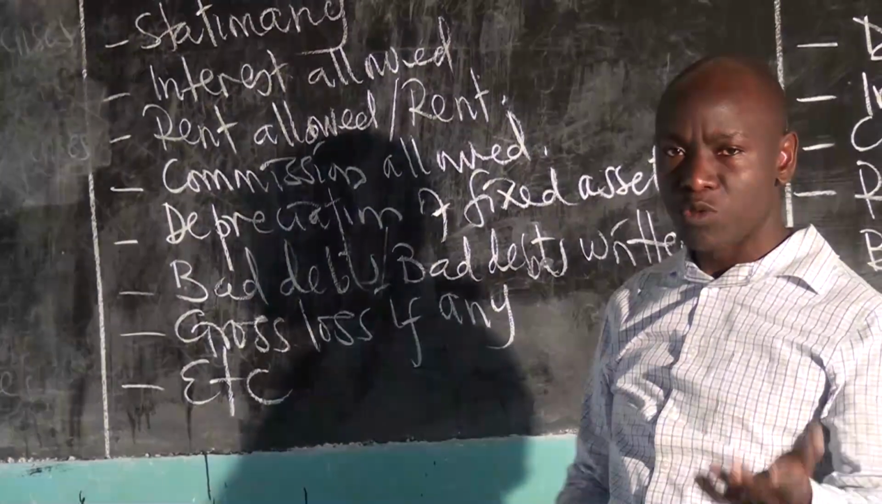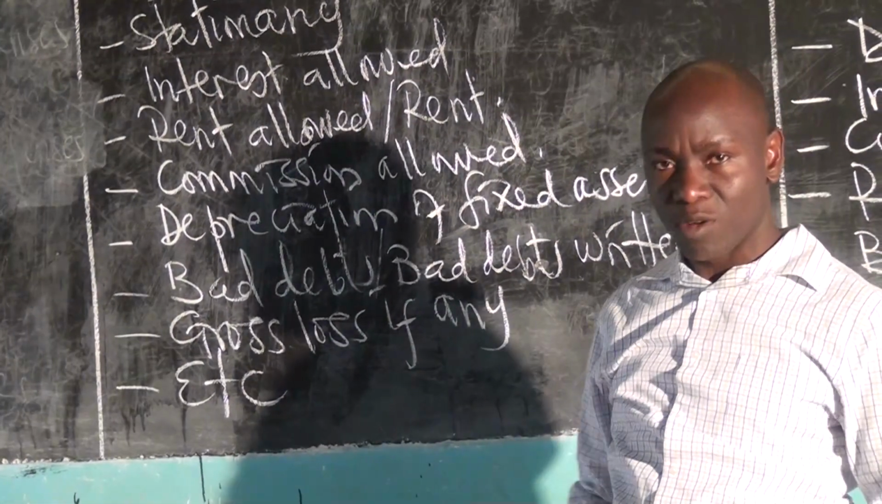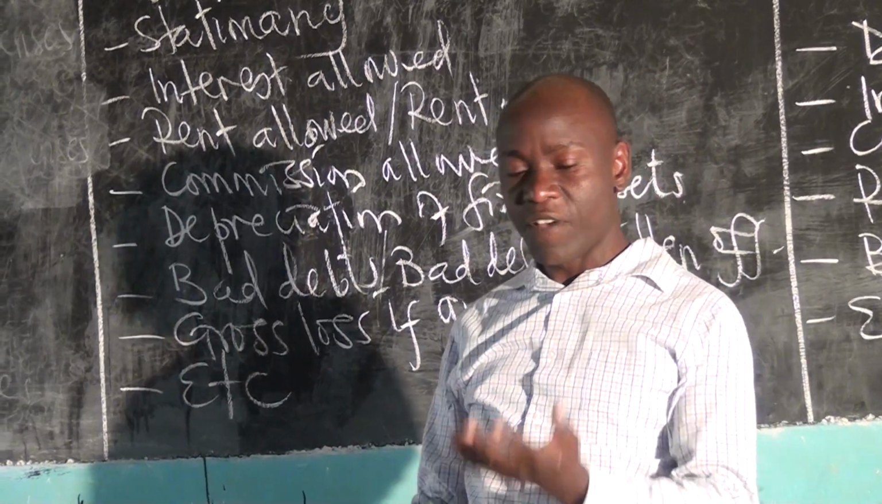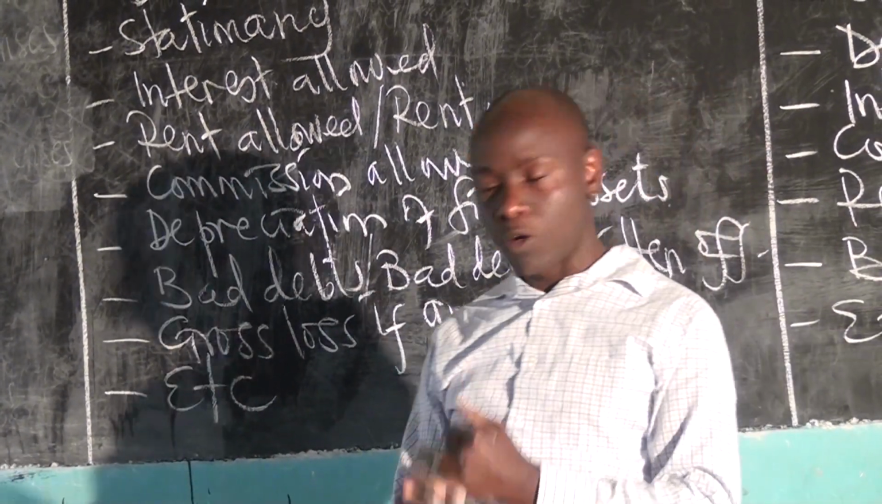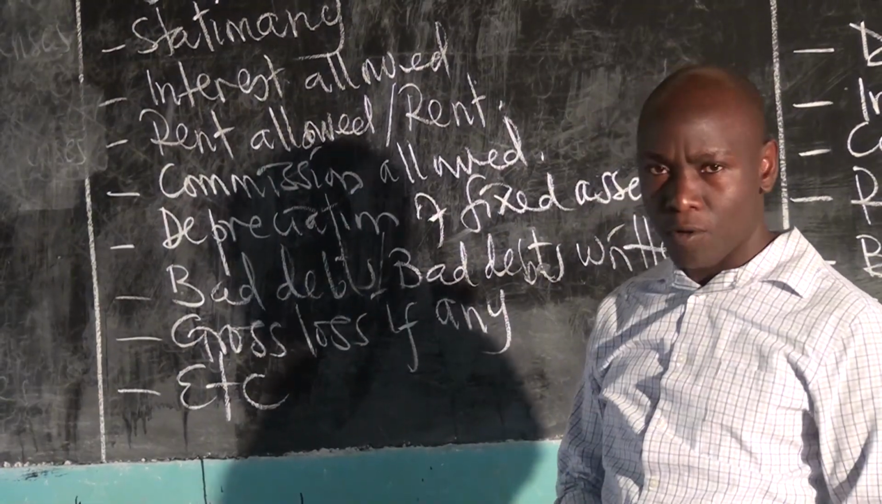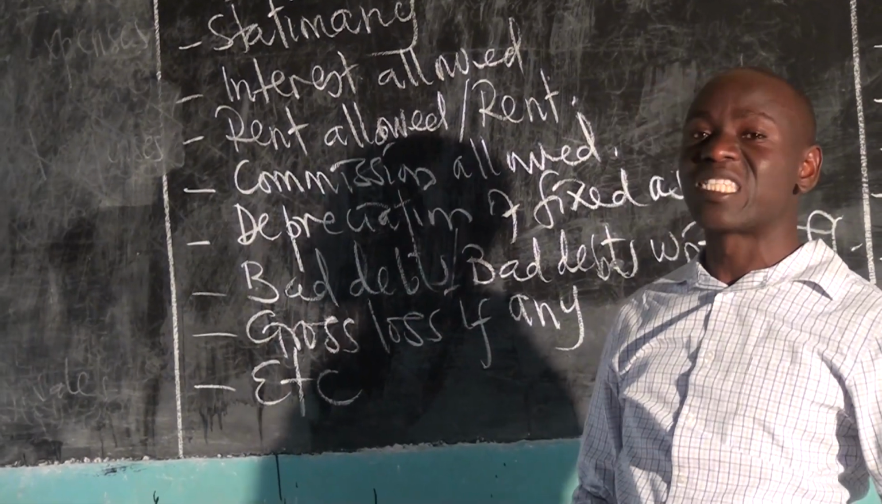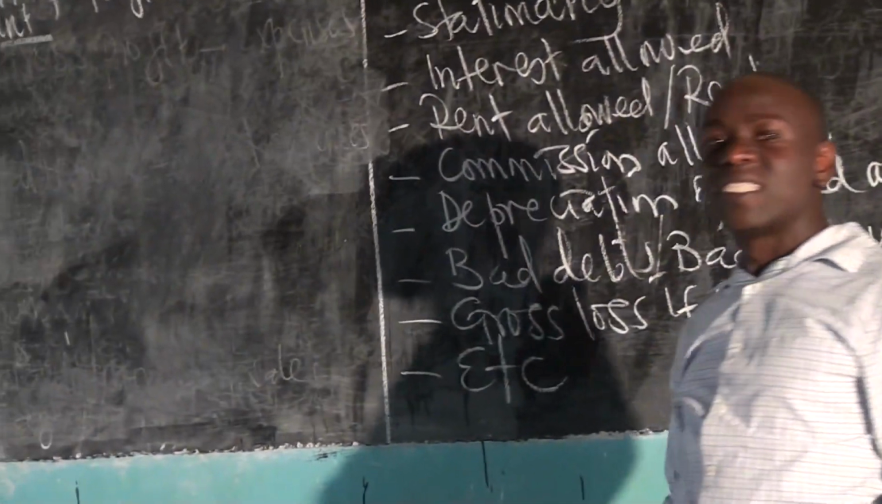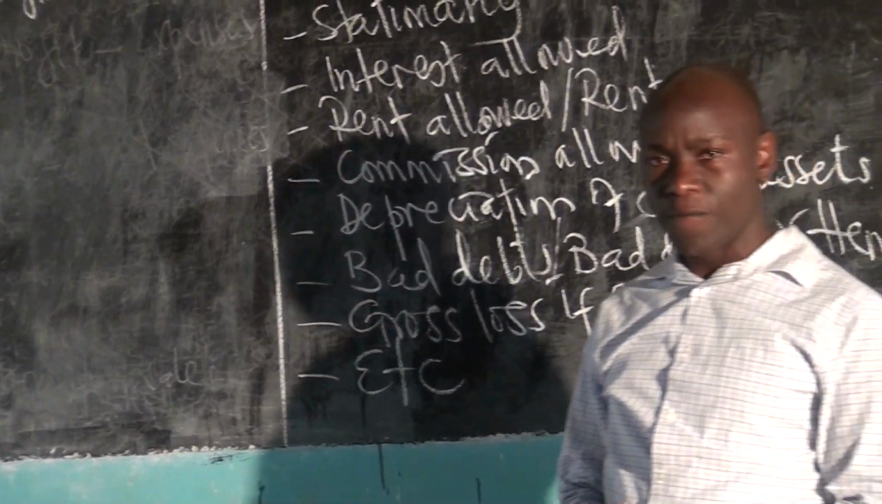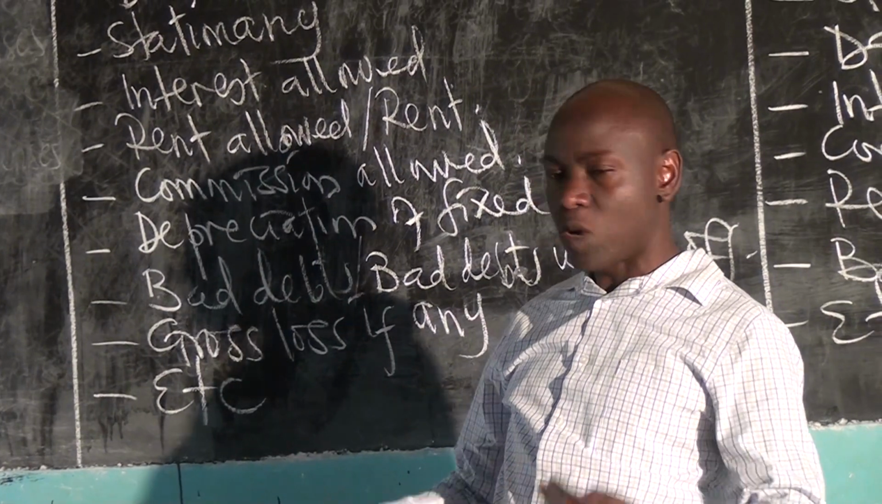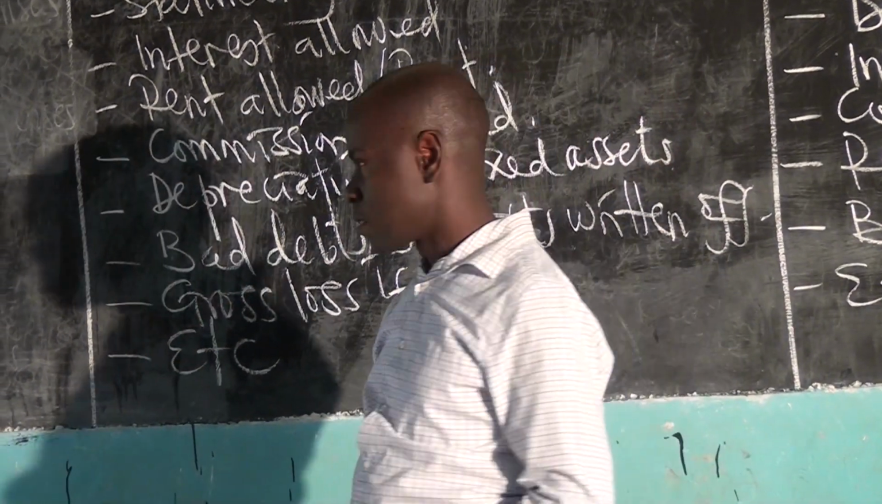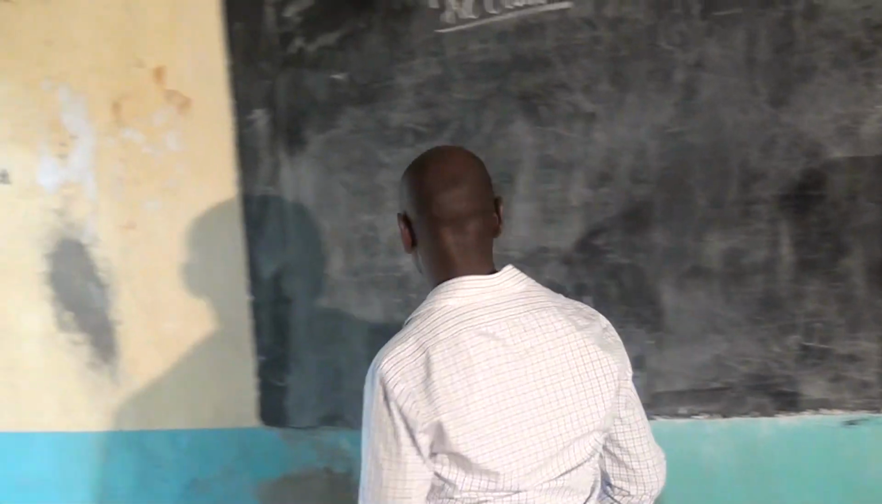There are two methods we use when we are preparing the profit and loss account. The first method is known as the horizontal format. Some people call it T format. The second method is known as the vertical format. We want to apply both of them.